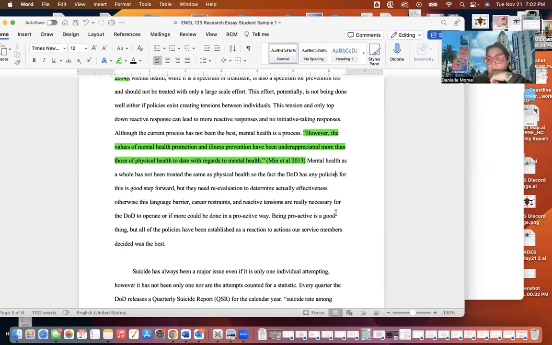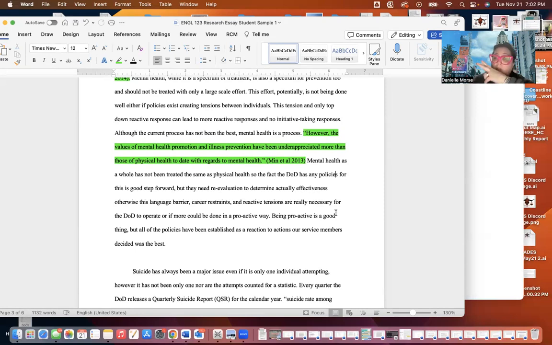Mental health as a whole, a lot of people like to write papers on mental health, and it's like, why? It's such a huge topic. It's really hard to do. Mental health as a whole has not been treated the same as physical health. I have a lot of professional opinions on this, actually, based on my own research. So the fact that the DoD has any policies for this is a good step forward. What are their policies? I still don't know.